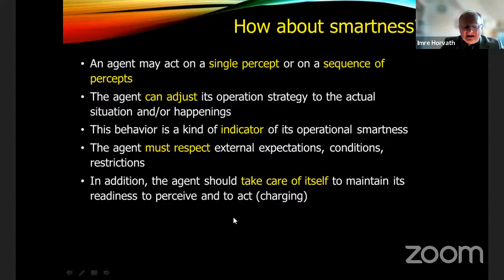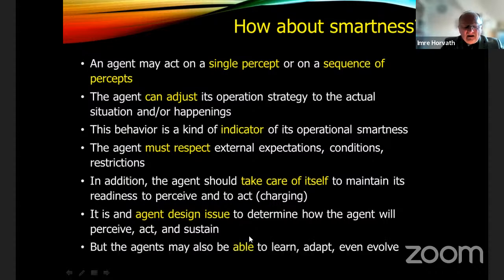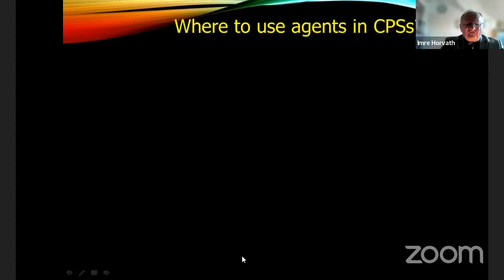In addition, the agent should take care of itself to maintain its readiness to proceed and to act. For instance, in our case, when we were talking about a public room cleaning robot, charging is also a task to manage for this robot. It is an agent design issue to determine how the agent will perceive, act, and sustain itself, but the agent may also be able to learn, adapt, and even evolve.